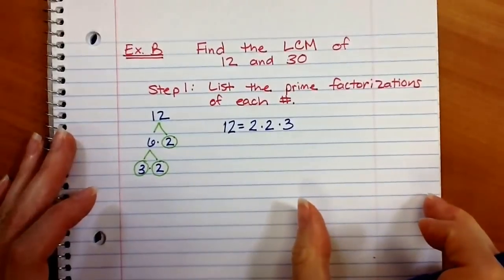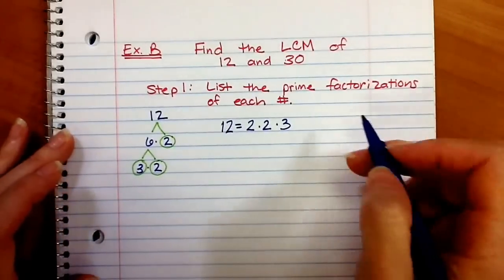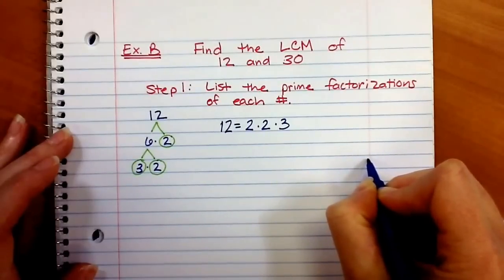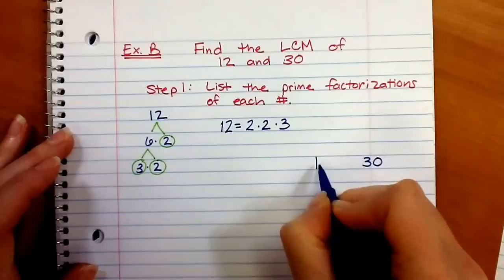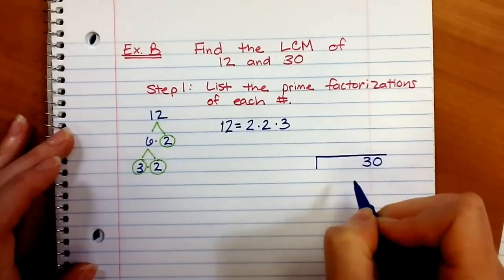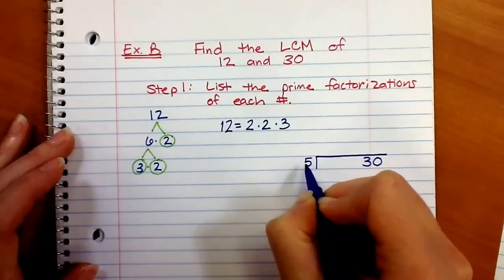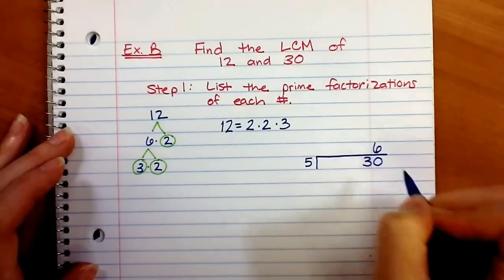This time I'm going to do the cake method. I just like for you to be able to see the different methods used. So I'm going to use the cake method over here. I'm going to place 30 way down here at the bottom, and I'm going to give my division sign. And I'm going to say, well, I know 5 can go into 30. 5 goes into 30 6 times.